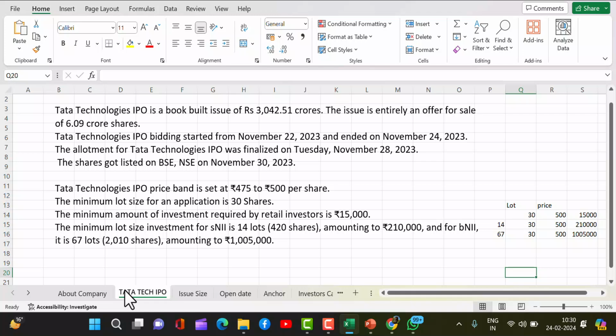The minimum lot size for the application is 30 shares. There are 30 shares that will be issued. 30 multiplied by 100 comes to about 1,000 rupees.